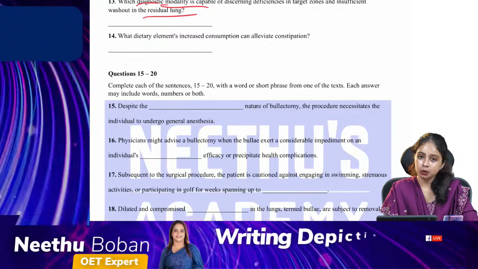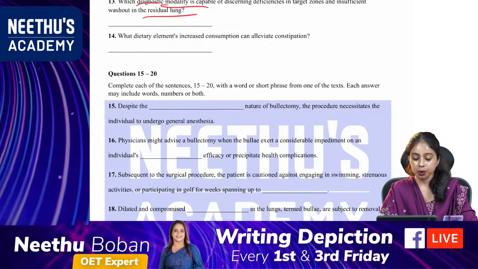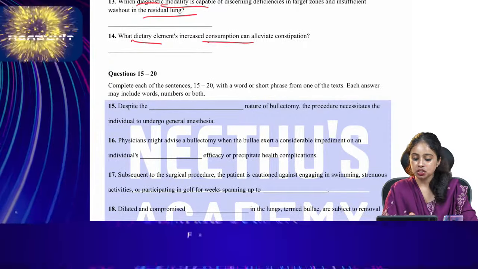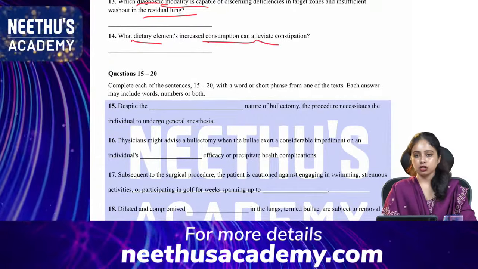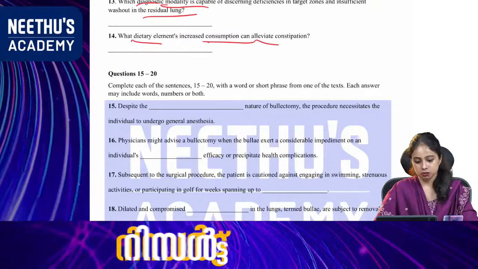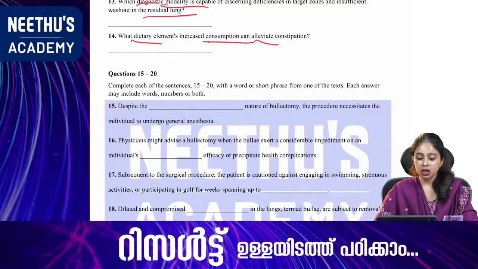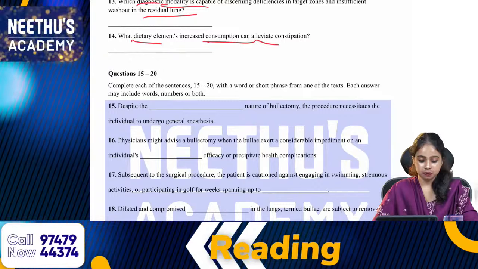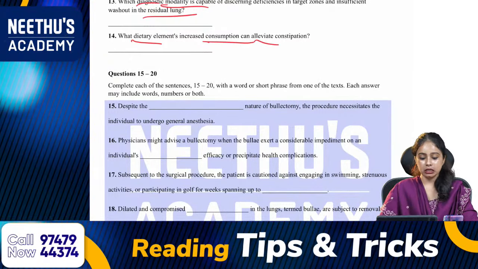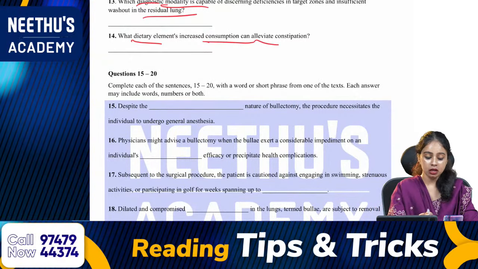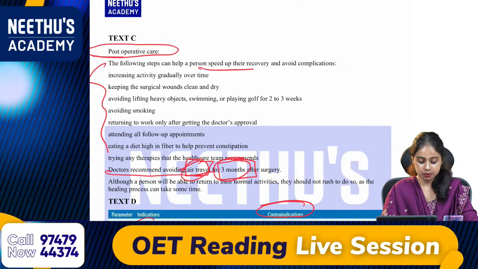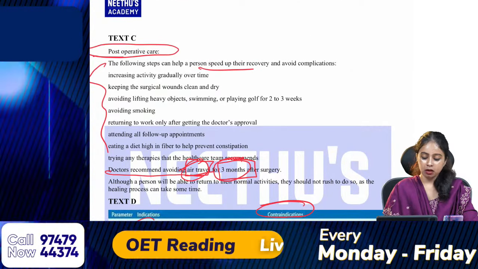So what about the last question from this set of questions, the 14th one? What dietary elements, when consumed more, can alleviate constipation, can prevent constipation? So what is the dietary element? Okay, factor. Very good, fiber. That is the correct answer for the 14th question. It's all about fiber. From which text? Text C. Okay.